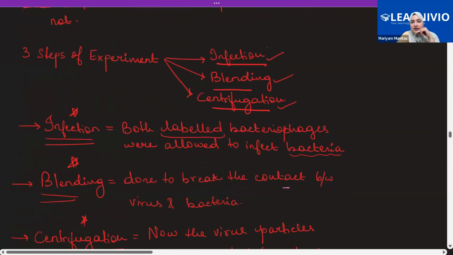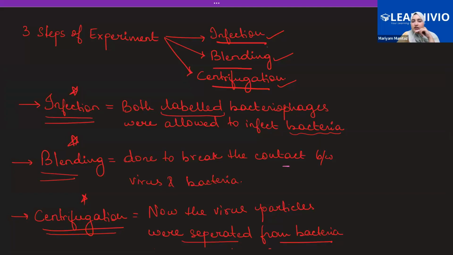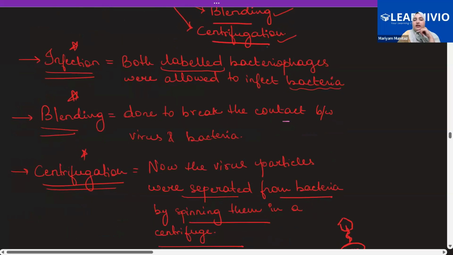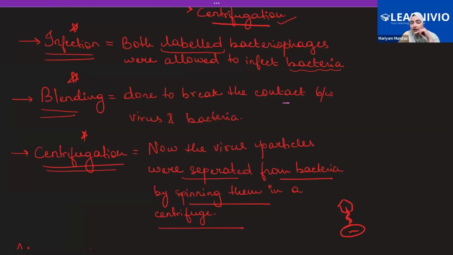So now they did the experiment in which there are 3 steps: infection, blending, and centrifugation. During the infection, both the labeled bacteriophages, meaning one with radioactive phosphorus and the other with radioactive sulfur, were allowed to infect the bacteria. Then the blending of both of them was done so that the viral particle can go into the bacteria.